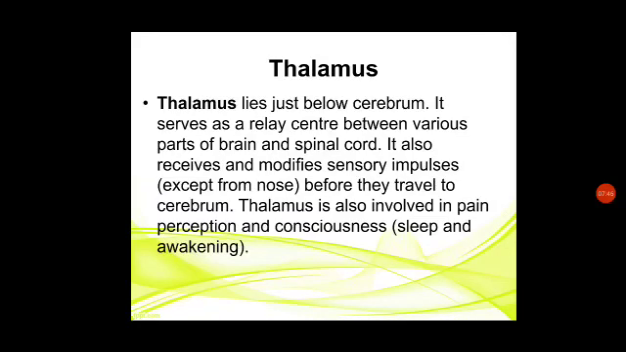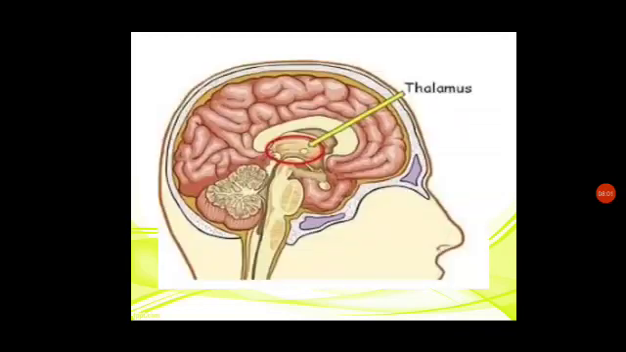So every part of the brain has its own specific functions, like the thalamus controlling sleep and awakening, consciousness and the perception of pain. These are the functions of the thalamus, and it just lies below the cerebrum. Here you can see the thalamus is present in the forebrain.